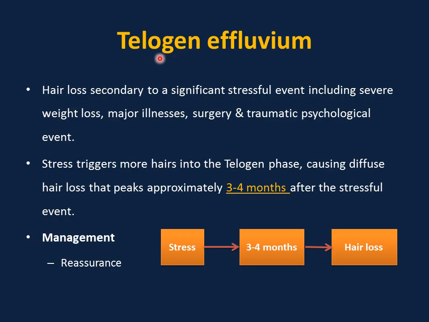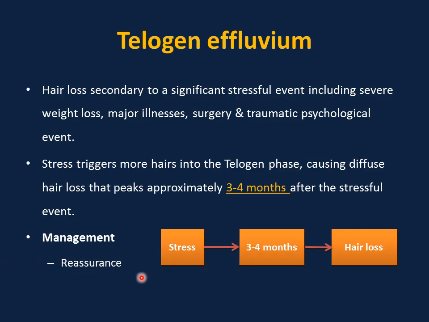Between 50 to 100 hairs usually fall per day. If the person goes through stressful events, about 70 percent or even more of the hair will prematurely go to this stage and cause significant hair loss. This can be associated with stressful events like weight loss, major illnesses, surgery, or traumatic psychological events. Stress triggers more hair into the telogen phase prematurely, causing diffuse hair loss that peaks approximately 3 to 4 months after the stressful events. So history here is the key.